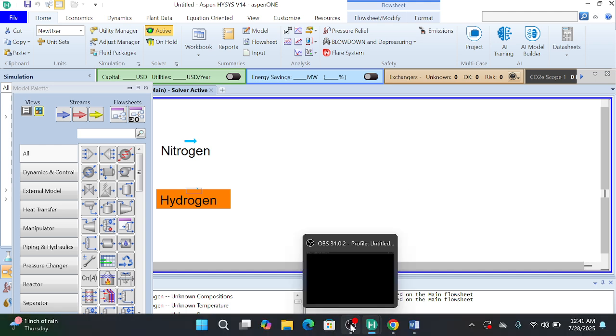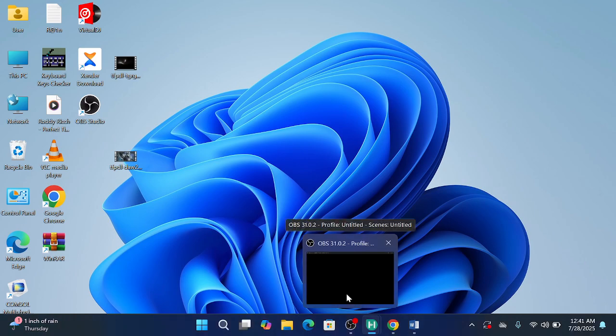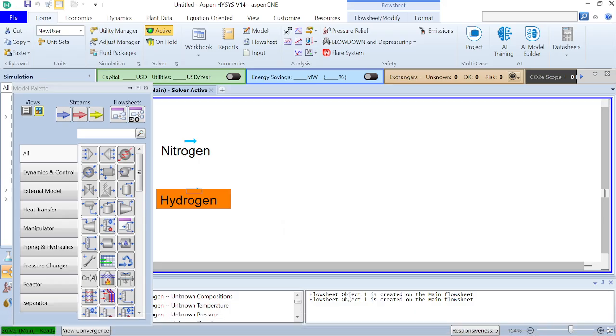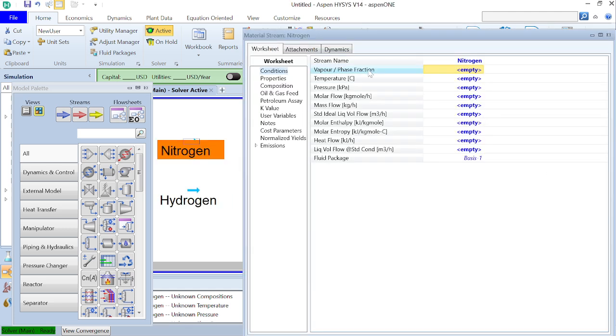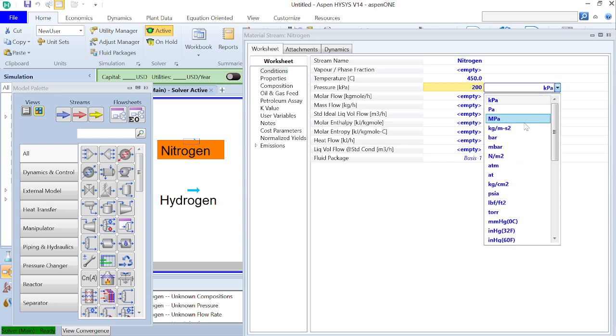Alright, so going forward now, we are going to be giving this the specification. Now from what we have, the temperature is supposed to be going in at 450 Celsius, having a pressure of 200 atm, so changes to atm.